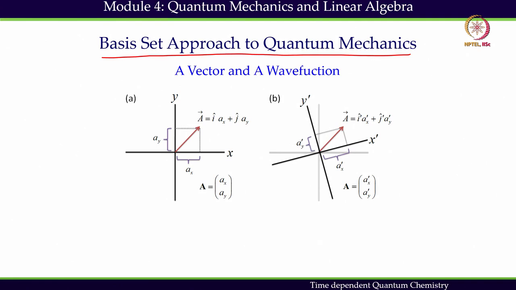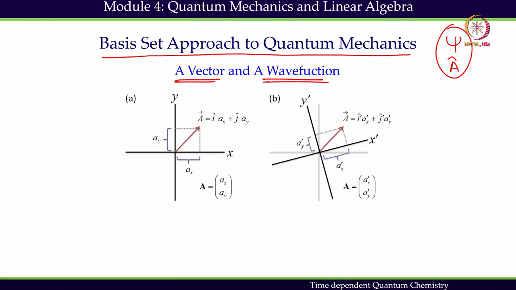Now we are going to represent the key constituents of quantum mechanics, which are the wave function and the operator, psi and A. Both need to be represented in matrix form with the help of all the properties of linear algebra, and we will see how to do that. So here first we will do a comparison between a vector and a wave function. What is the connection between them?